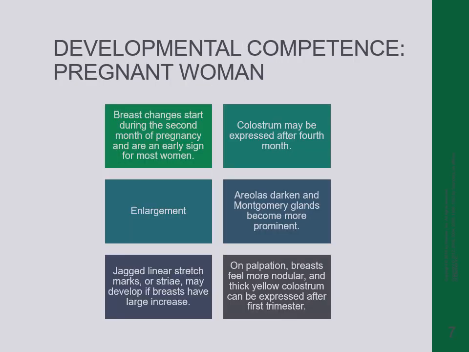For pregnant women, there are some tissue changes in the breasts due to hormones. So you might see some enlargement, you might see some changes in color, the areolas darken, the breasts might feel more nodular, you might start to be able to get some colostrum or some discharge or drainage after the first trimester is over.